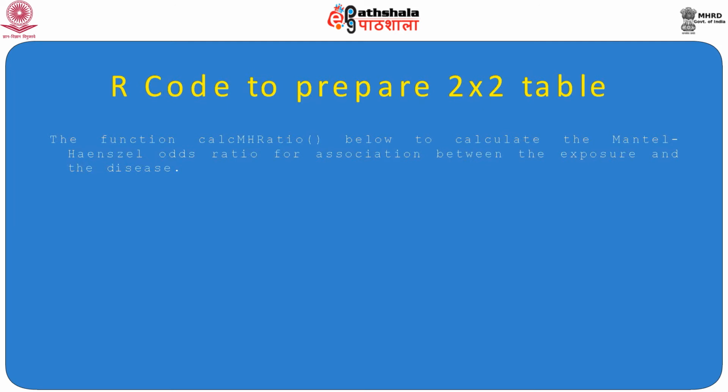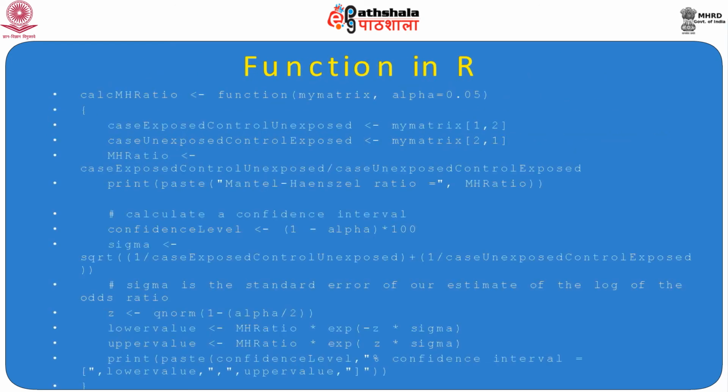So that will give us the matching output. This code is obtained from our blog, and it is like the cal MH ratio as a function of my matrix, with alpha equal to 0.05, used to take the level of significance as 95%. After that, case exposed, control unexposed is assigned in my matrix as 1,2, that is the first row and second column, and case unexposed and control exposed is again taken as my matrix 2,1.